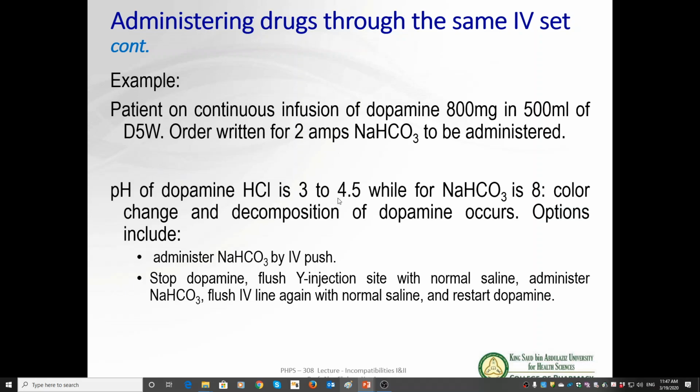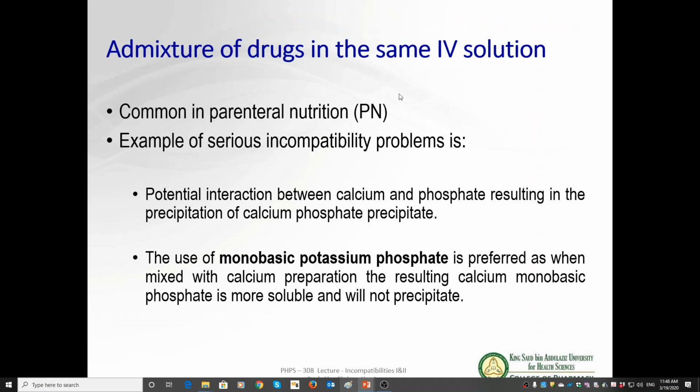The pH of dopamine HCl is 3 to 4.5, while bicarb is 8. So this can lead to precipitation, color change, and formation of a new compound when dopamine precipitates due to this. So you recommended to give bicarbonate by IV bolus in a different port, or stop dopamine for a while, flush the Y injection site with normal saline, and inject the bicarb separately. But these are examples of administration in the same IV set, or admixture in the same IV set.